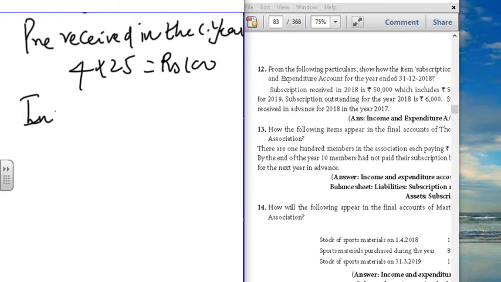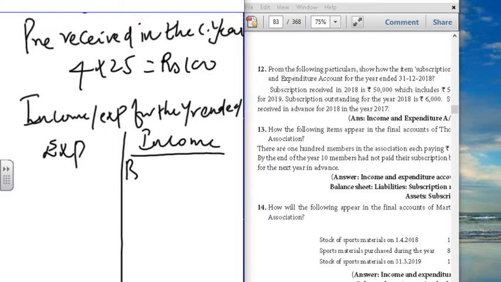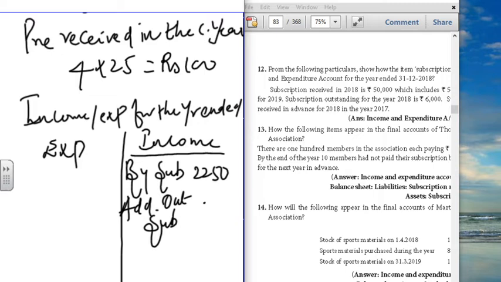the balance sheet. First you have to write the income and expenditure heading for the year ended. Year is not given. So for the year ended, expenditure side it is blank, and on the income side you are going to write it. First we write by subscription. Subscription amount is 2250. This is the amount received, and we have to add outstanding subscription. Outstanding to be received is 250. So totally it comes to 2500 in the outer column.